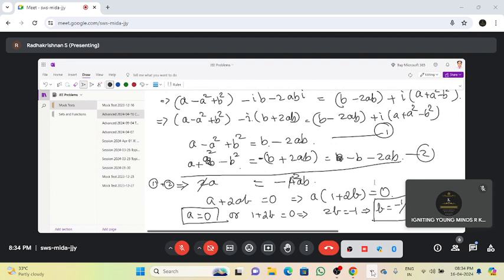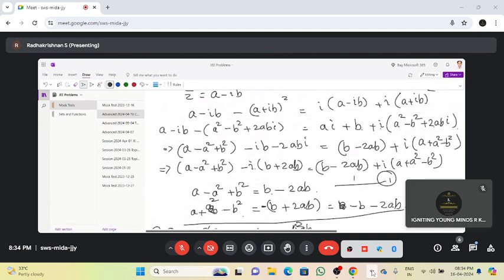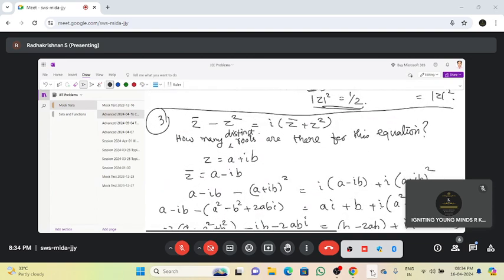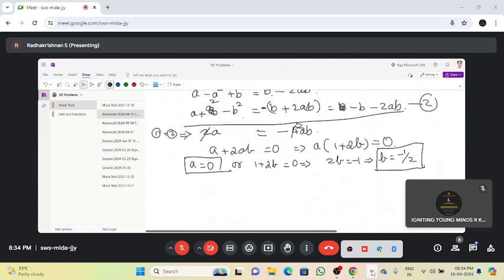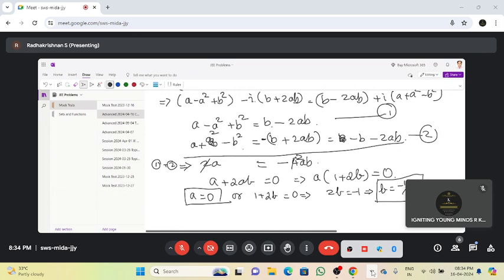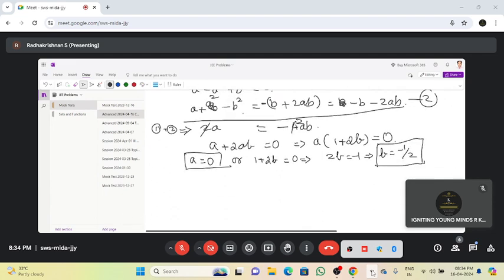Have they given that a is not equal to 0? What have they given? Nothing like that is given here, right? So we will have to assume both possibilities. So a can be 0 or b can be minus half. Now let us look at the second equation. There are two equations given, right? Since there are two possibilities, we have to consider both the possibilities.